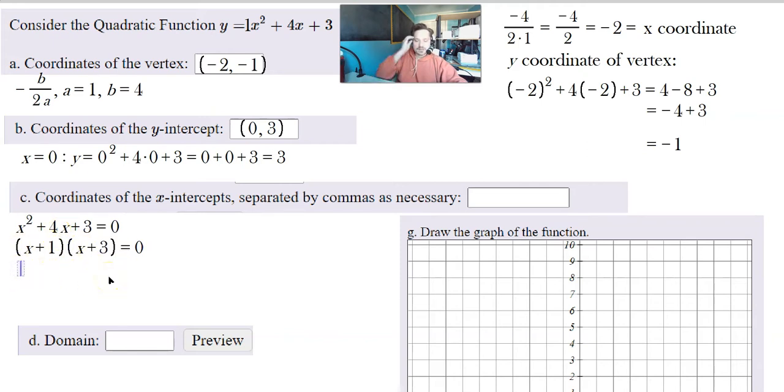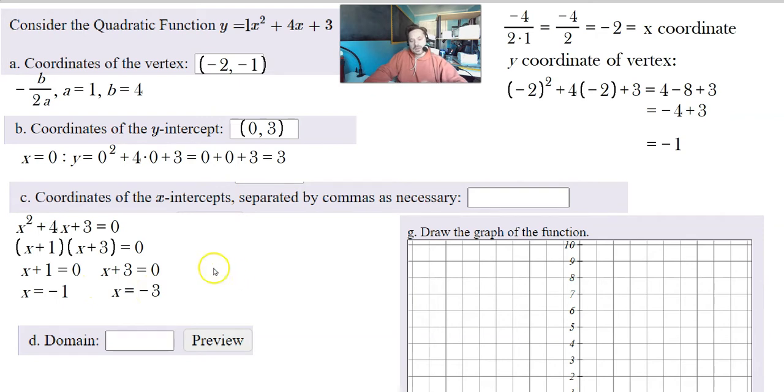So now you have two linear equations you can set equal to 0. So x plus 1 is equal to 0 is one equation. The other one is x plus 3 is equal to 0. So from this one, just subtract 1. So x will be equal to negative 1. And from this one, subtract 3. So x will be equal to negative 3.